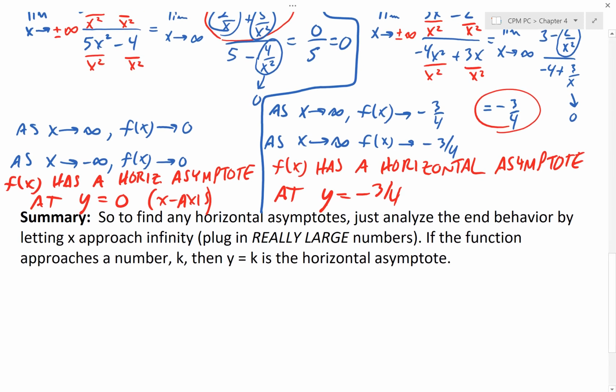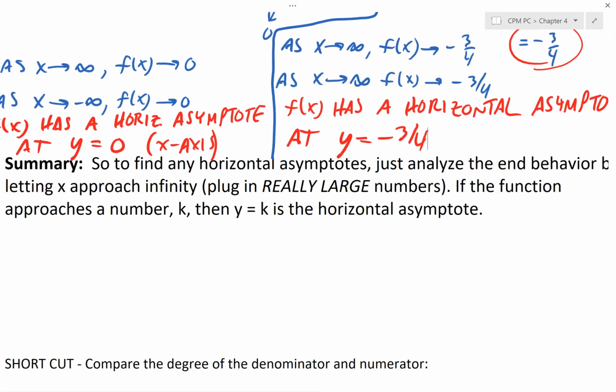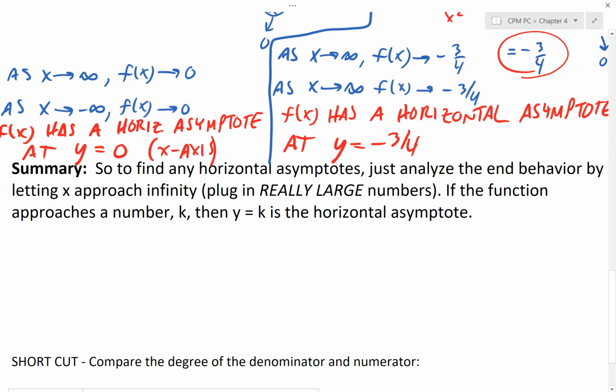Okay, so I just kind of summarized what we just did in this next paragraph, so you're welcome to copy that down if you think that's helpful.